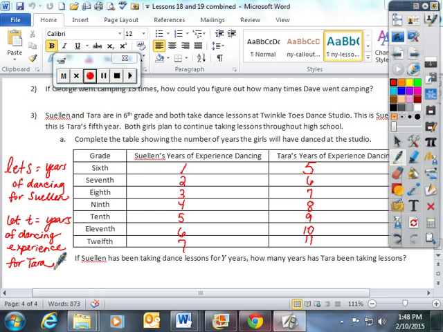If you know how many years Sue Ellen has been dancing for, you can take S and add 4 to it every time, and that's going to give you the number of years that Tara's been dancing for. If you know the number of years Tara's been dancing for, you can decrease that amount by 4 to give you the amount of years that Sue Ellen has been dancing for. I didn't read question B, but those are the things I would like the students to come up with from these 2 lessons.